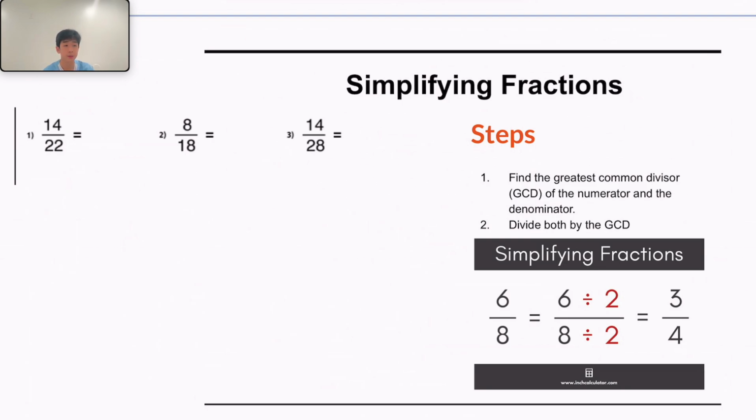For simplifying fractions, you have to find the greatest common divisor, which is a number that both the numerator and the denominator can be divided by. Let's take a look at the example here, 6 and 8. You find that 2, you can divide both 6 by 2 and 8 by 2. This will just result in 3 over 4.